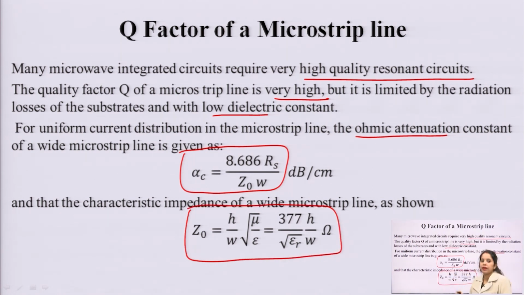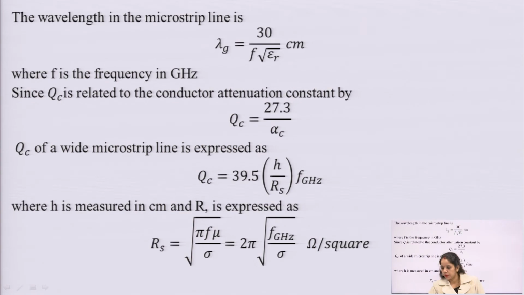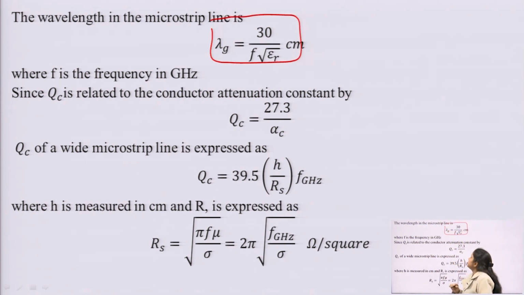you have to remember these formulas, because what comes in your university's examination is basically the microstrip line introduction only. The wavelength in the microstrip line is given by this expression, and it depends upon the frequency and the dielectric which is used. Dielectric plays a very important role.